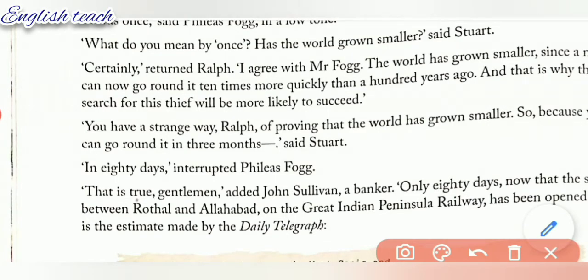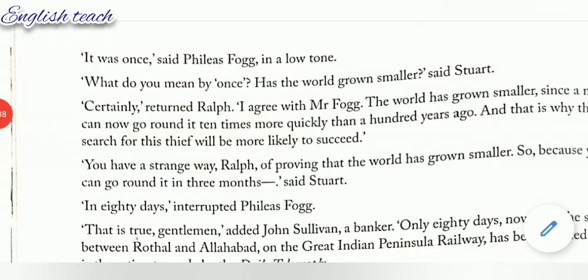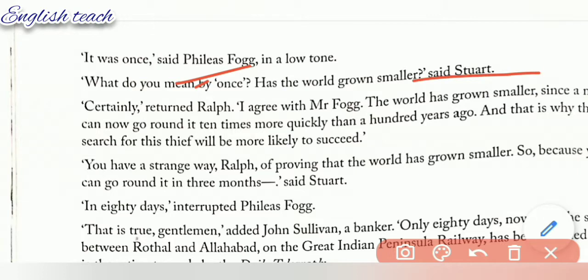It was once, Phileas spoke in a very low tone, silently. What do you mean by once? Stuart said the world is very big. So Phileas asked, what do you mean by once? Has the world grown smaller? Suddenly Stuart says, the world is small.